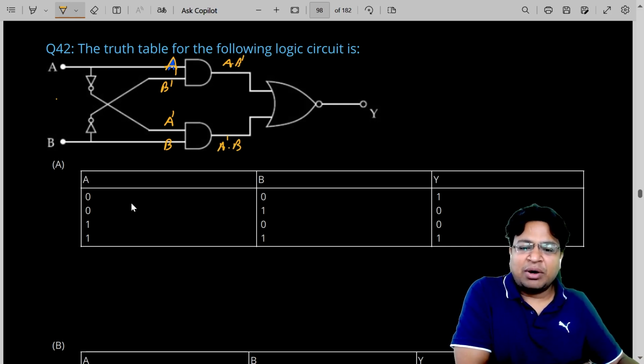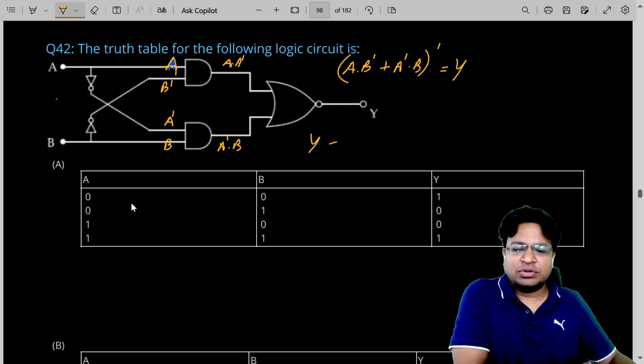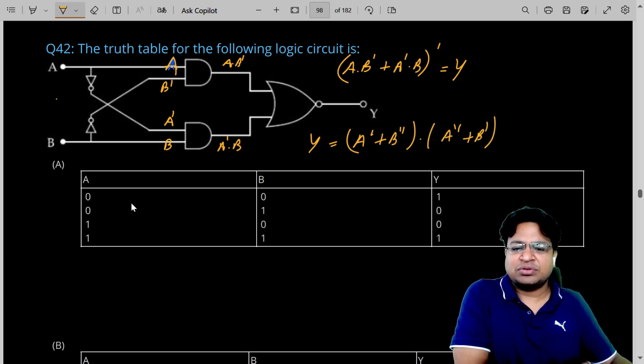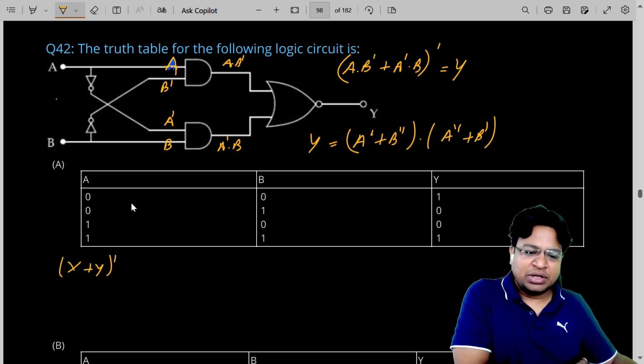So when they come out of the NOR gate, it would be the complement of A dot B prime plus A prime dot B, and that becomes Y. Then I can expand this by writing A prime plus B double prime, dot A double prime plus B prime. What I've used here is that x plus y complement can be written as x complement dot y complement, and I've used this twice.